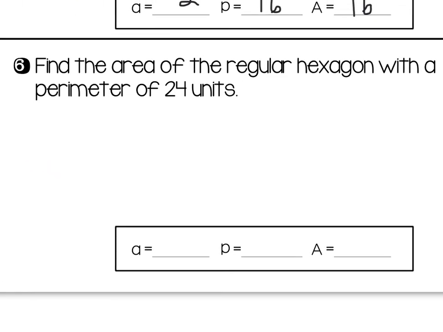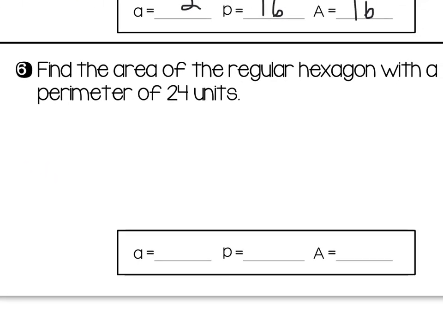And the last question: find the area of the regular hexagon with a perimeter of 24 units. They gave me the perimeter. We have 6 sides, so each side is going to be 4 units. Oh yeah, y'all are about to see the most beautiful drawing ever. I'm going to try really hard to draw this hexagon. It's not a regular hexagon, but we're going to go with it. I tried, that's what's important.